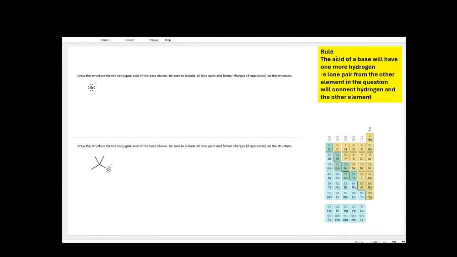Again, this is mostly a refresher material from Chem 2, but I use two simple rules when solving this question. It is that the acid of the base will have one more hydrogen, and that a lone pair from the other element, so say Br in here, we could pick either one of these lone pairs is going to be the one that's going to connect the hydrogen to it. So I'll show you what I mean in a second.